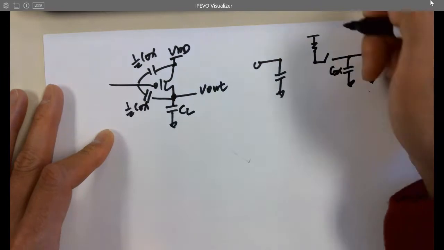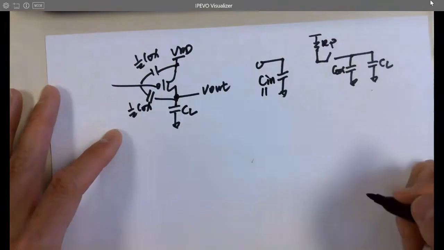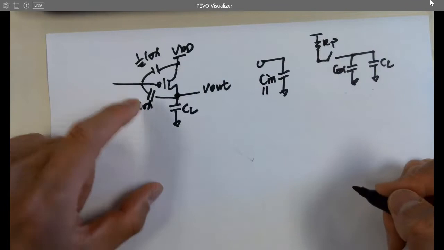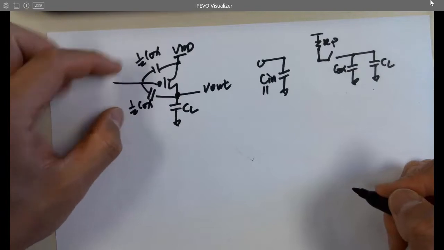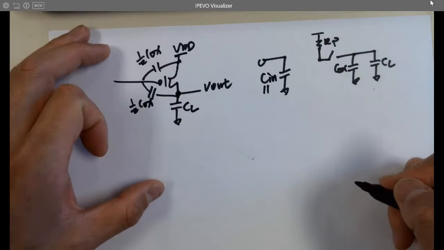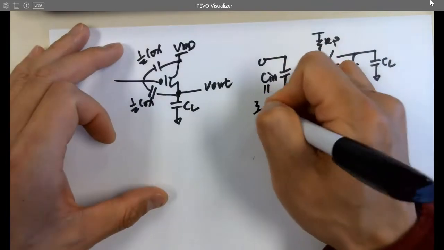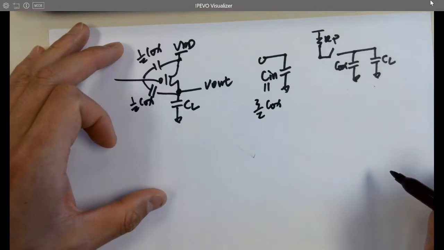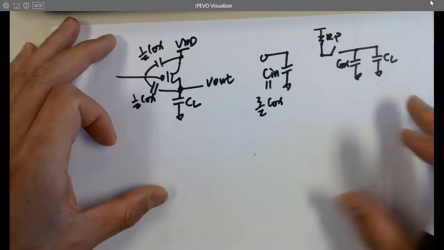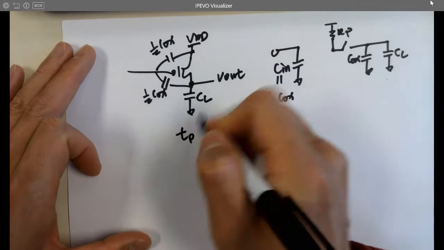CL, Cox, RP, that's C in. So what is C in here? Twice this one plus this one, right? Wouldn't it be twice that one plus CL? No, C in. Oh, we were talking about CL last time. Okay. So this is 3/2 of Cox, and this is still Cox, and you got a CL here. And so what is TPLH?